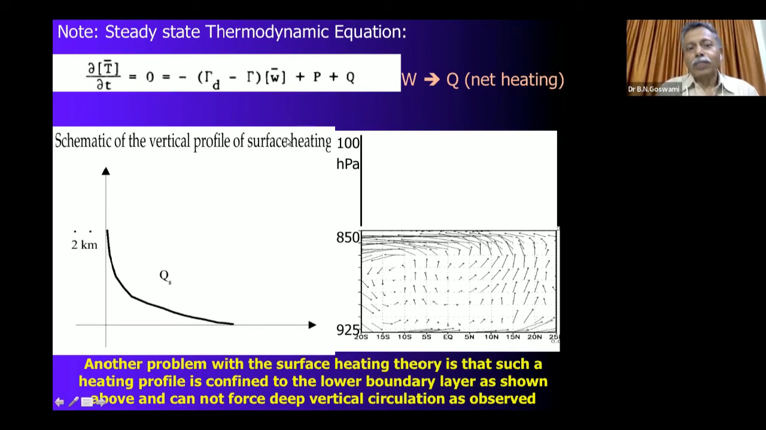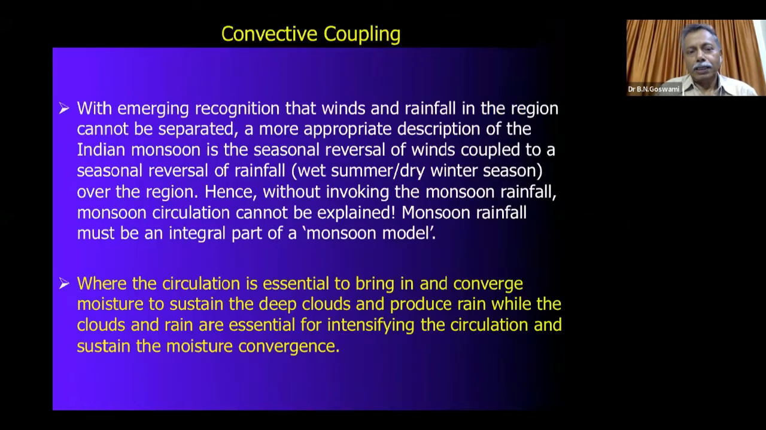And from the thermodynamic equation, in a zonal mean sense, on a time mean sense, vertical velocity is proportional to the heating. And if there is no heating, there should not be any vertical velocity. Therefore, if the surface temperature gradient was the only driving force, then the circulation will be confined to the boundary layer, and there will not be any deep circulation in the upper atmosphere, and that cannot explain what we see. So therefore, surface temperature gradient is inadequate to explain the vertical structure as well as maintenance of the monsoon during the season.